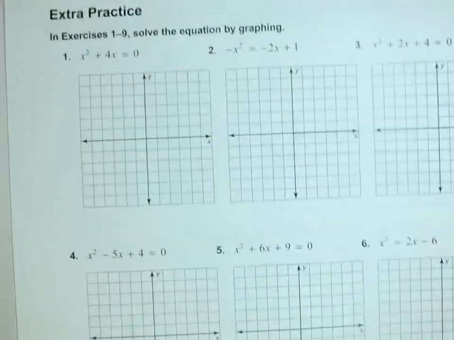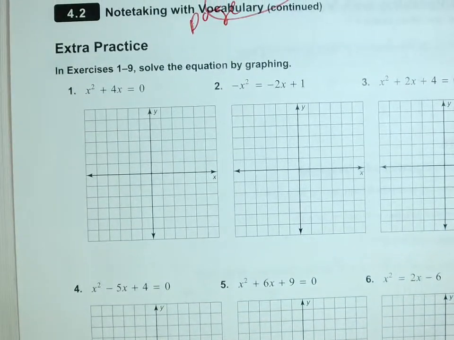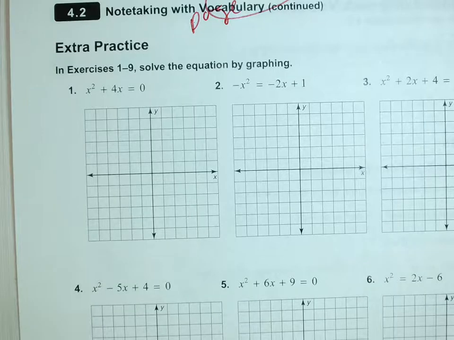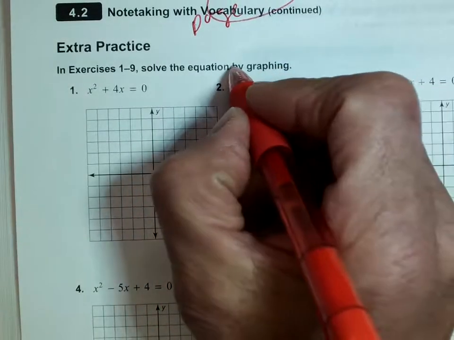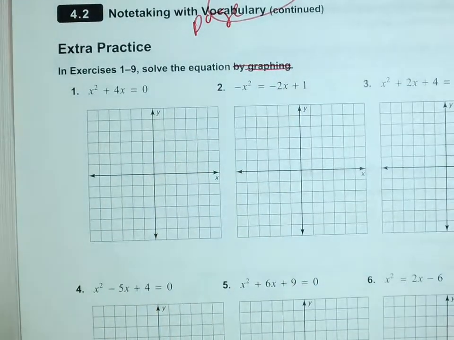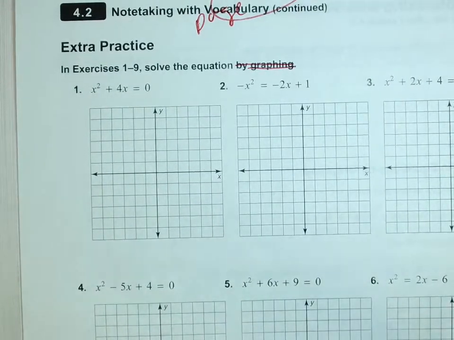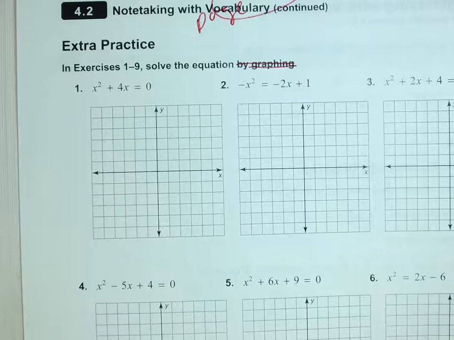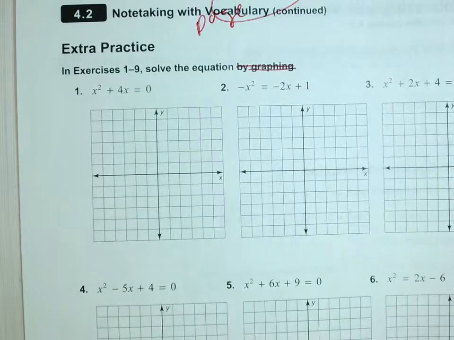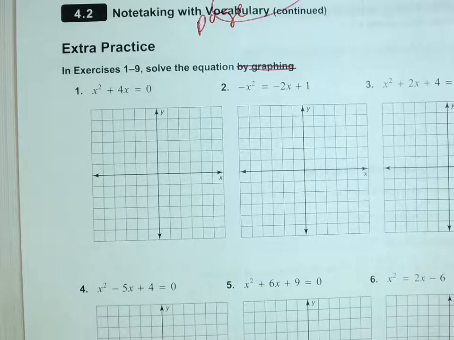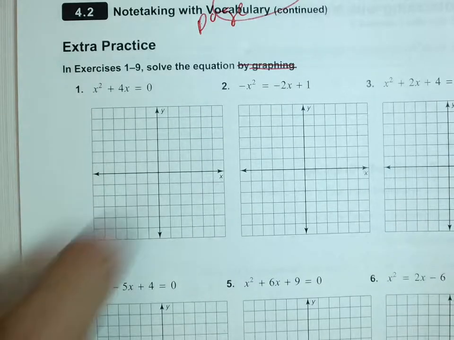Now, it says by graphing. I'm not going to do it by graphing, because I don't think graphing is the easiest way to do it. Graphing takes time. You have to get out your calculator, type it in and look at it. If you want to, you can do it by graphing. Me, I'm going to do it by factoring, because factoring is more accurate and I think it's faster. Because we can factor.